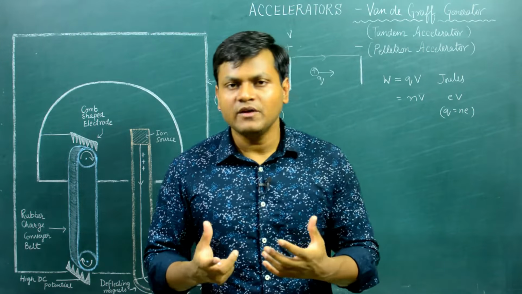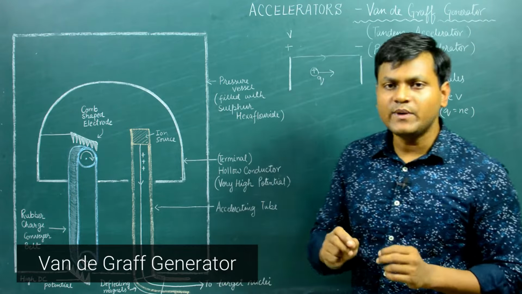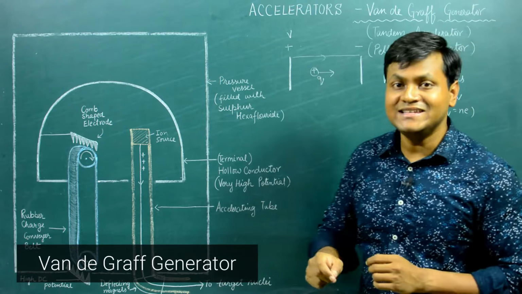So one example of that kind of an accelerator is the Van de Graaff generator, which was created by a scientist by the name of Van de Graaff in 1929.